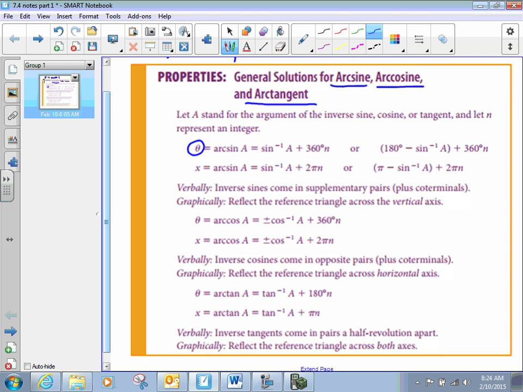Notice that this is a theta for degrees, and this is x for radians. And the big difference here is you're still doing the inverse of sine, but with degrees it's 360, and with radians we'll be multiplying or adding 2 pi. For sine, this is the one where we're going to take the inverse, but then also with that answer we're going to subtract it from 180 to get 2 possible answers, which I'll explain more in just a minute.